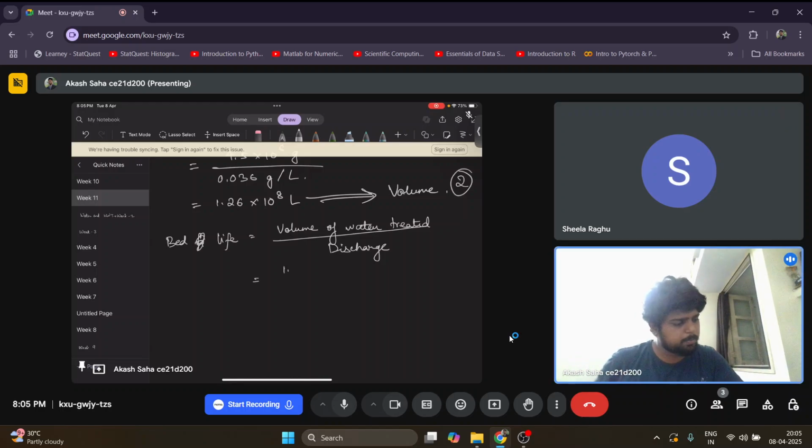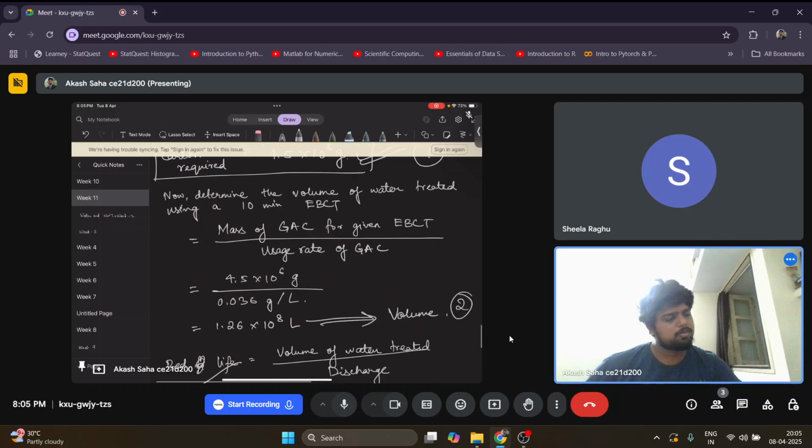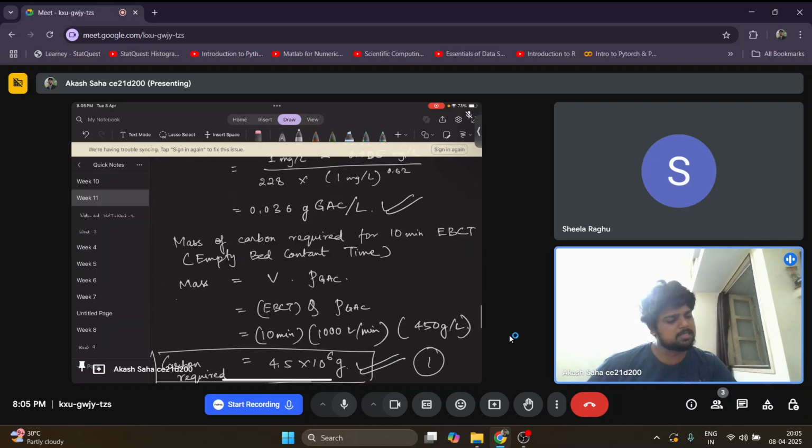So this will be equal to 1.26 into 10 to the power 8 liters divided by what is the discharge? Discharge is 1000 liter per minute. Okay, and I want to convert everything into days. So it will be 1440 minute per day, because in minutes it will be too high. So the final answer will be 87.5 days. So this is the third thing. So bed life, volume, and mass. So these three things are required for the design.